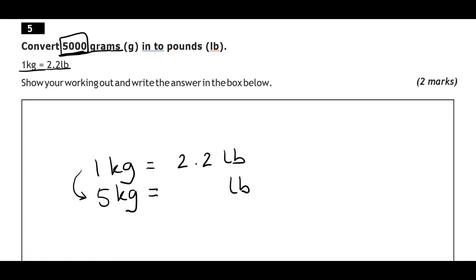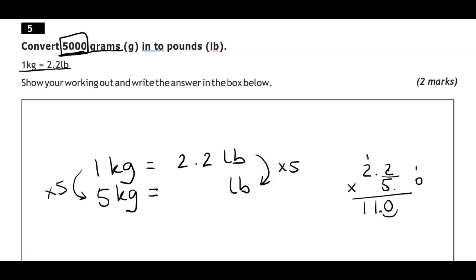So to get from 1 kilogram to 5 kilograms, we've multiplied by 5, so we'll do the same on the other side. So that's 2.2 times 5. 5 times 2 is 10, so 0 down and 1 carried over. 5 times 2 is 10 again, and the other one is 11. 1 decimal place, and no decimal places in here, so this is 11.0, or just 11 pounds.